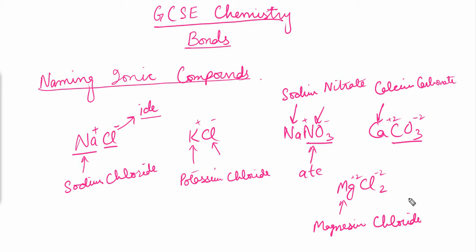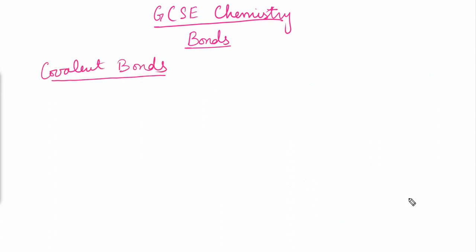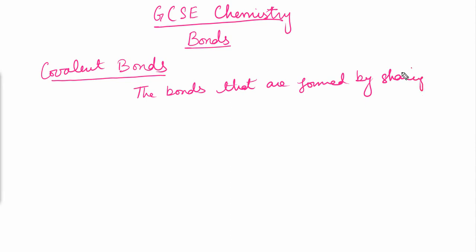Now let's move on to the covalent bonds. So unlike the ionic bonds, the covalent bonds are formed by the sharing of electrons between the atoms. So let me write down the definition first, and I'll explain it to you. The bonds that are formed by the sharing of electrons are the covalent bonds.